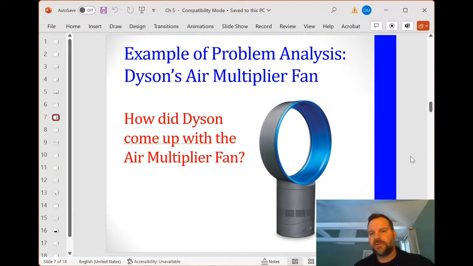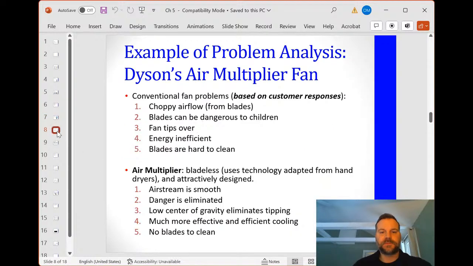Another example of how this problem analysis can pay off: what you're seeing here is Dyson's Air Multiplier fan. Dyson does hand dryers and vacuums. They do a lot of air-related products. But this is a really interesting one. It's a fan, and it just looks really different from most fans. So how did they come up with this?